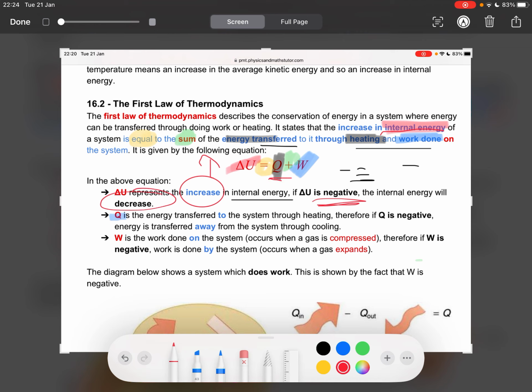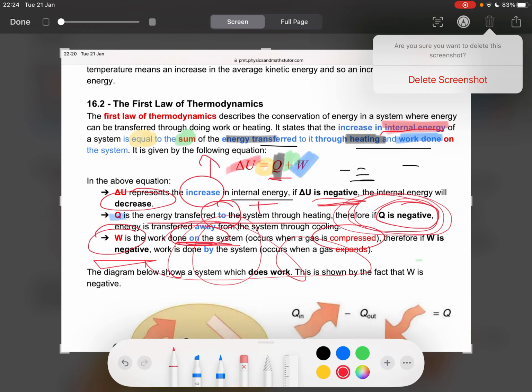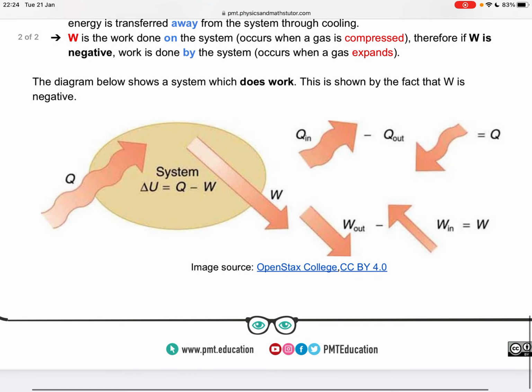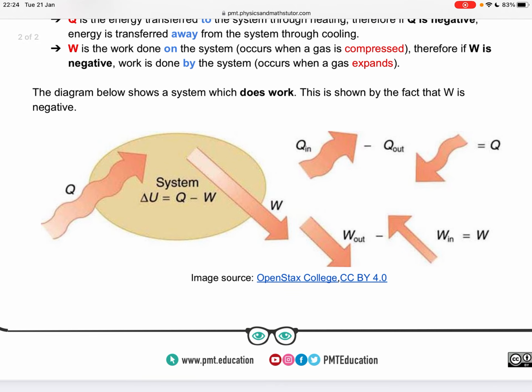Number 2, the letter Q. It's the energy transfer to the system. Therefore, if it's to the system, it's positive. If it's away from the system, it's negative. The same for work done. It's on the system, so it occurs when a gas is compressed. Therefore, if it's positive, it's on. If it's negative, it's by. And here the diagram shows a system which does work, which is known by the fact that W is negative. You have Q in and W out, so minus W. Q in minus Q out.